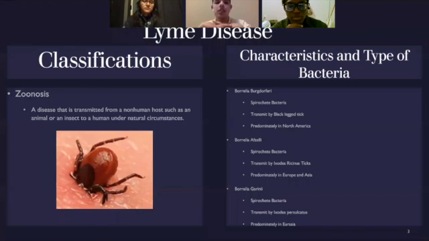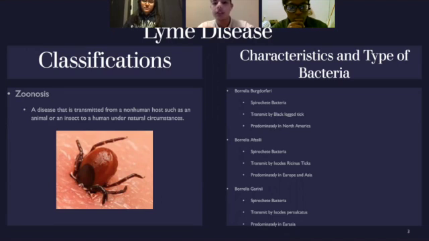Lyme disease is classified under zoonosis, which basically, as I just explained, means it's transmitted by an outside parasite. When I say outside, it's outside of the body, and then it bites your skin, and that's how you get infected and contract the disease.